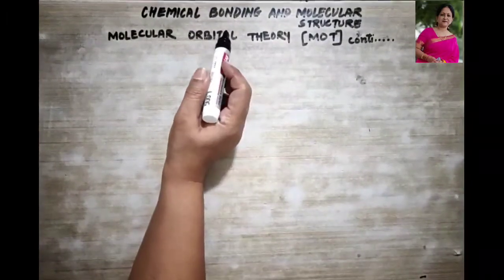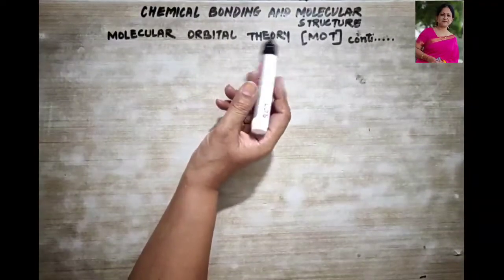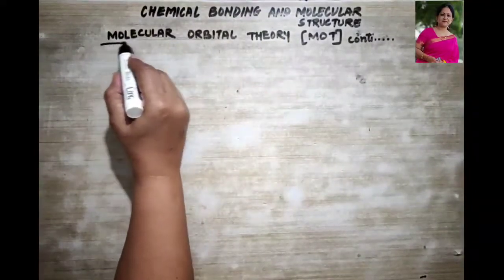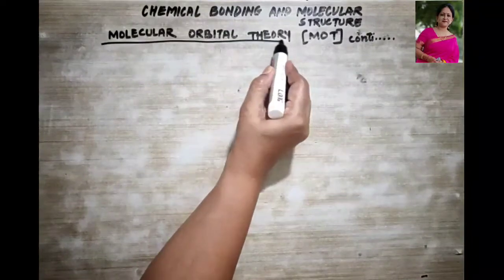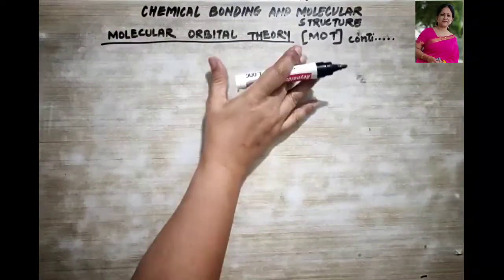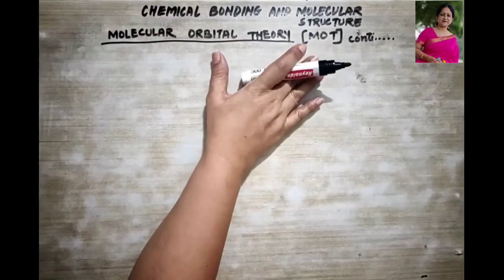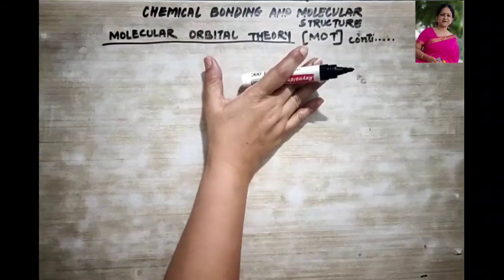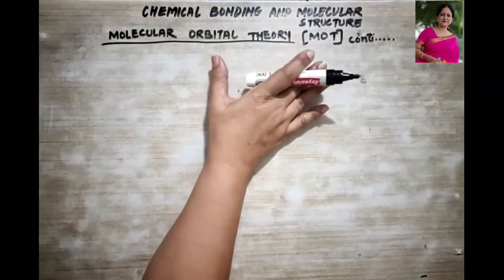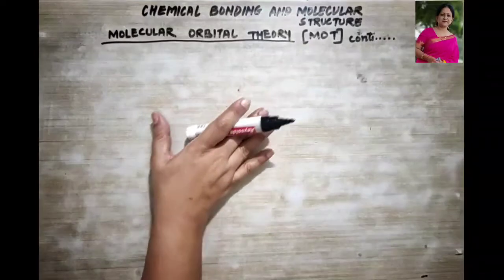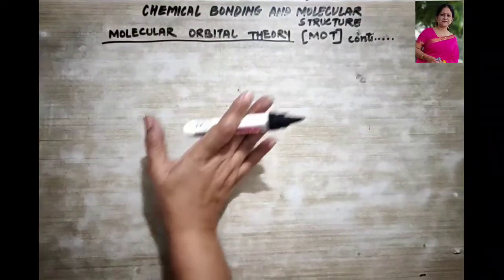So in this chapter of chemical bonding and molecular structure, we had started with the MOT, that is the molecular orbital theory. So I'm going to continue with it today, and today we are going to discuss the sequence of the increasing energy of the molecular orbitals.